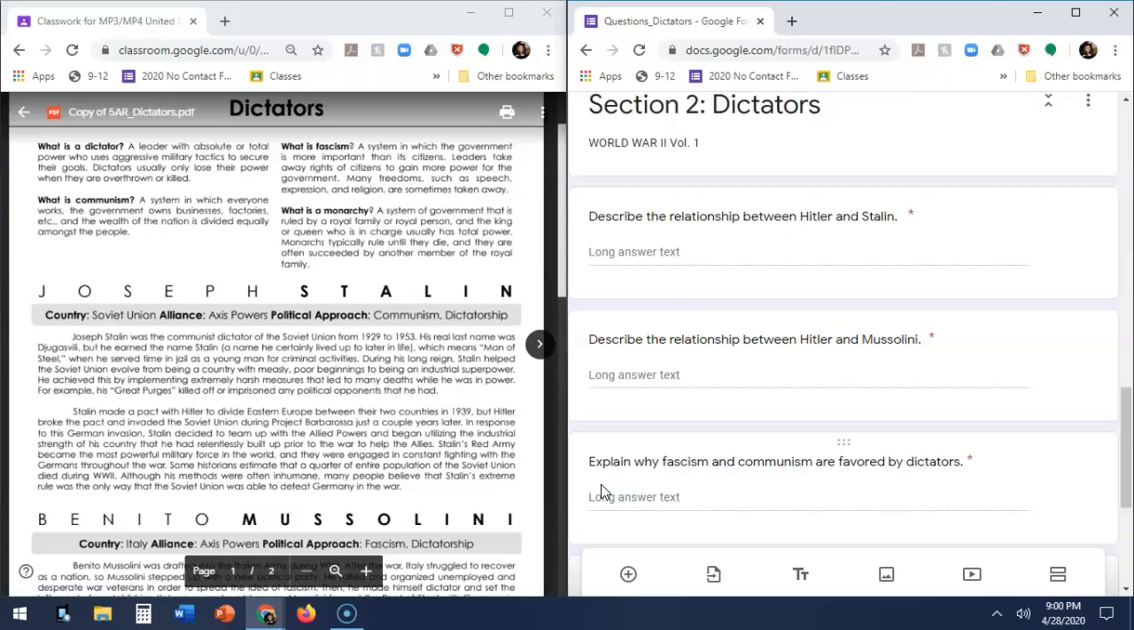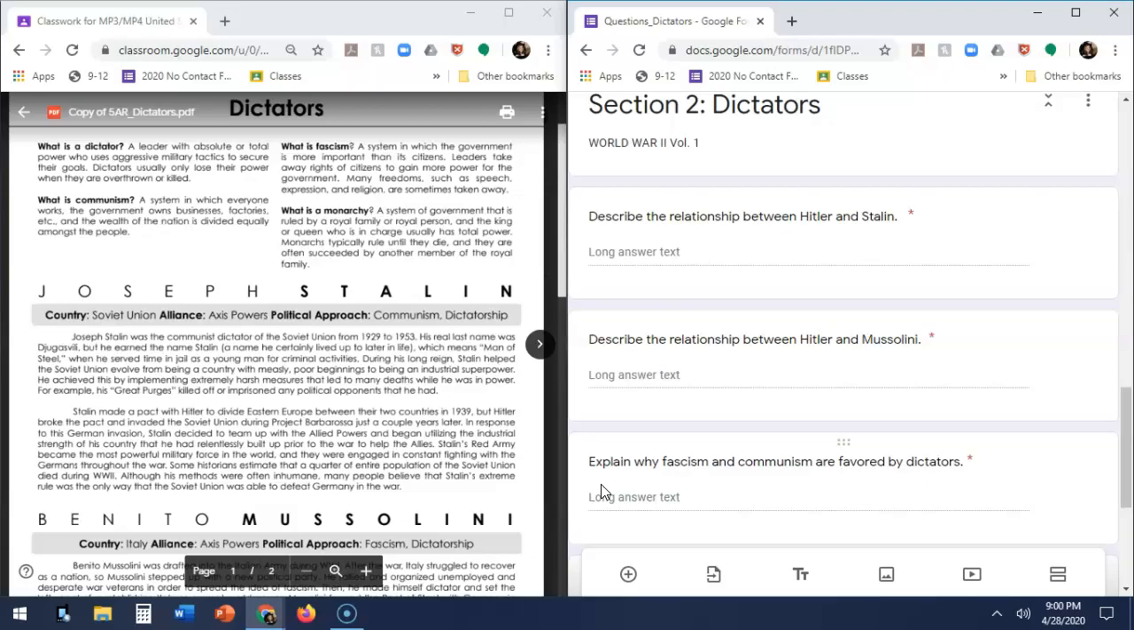A dictator is a leader with absolute or total power who uses aggressive military tactics to secure their goals. Dictators usually only lose their power when they are overthrown or killed. What is communism? A system in which everyone works. The government owns businesses, factories, etc., and the wealth of the nation is divided equally amongst the people.